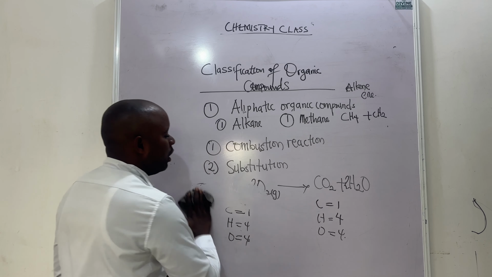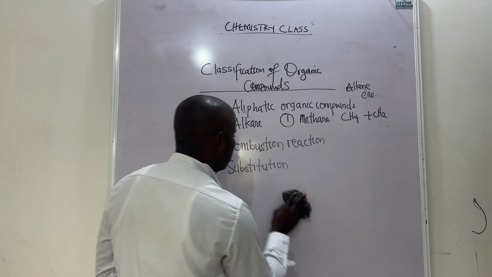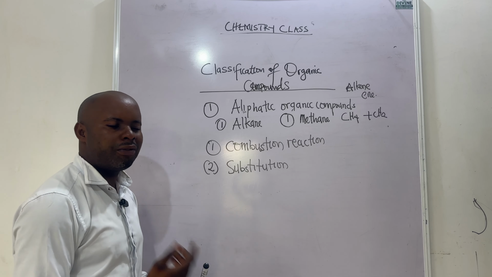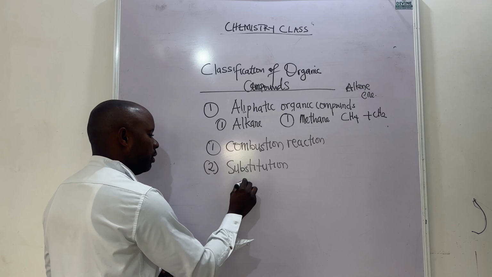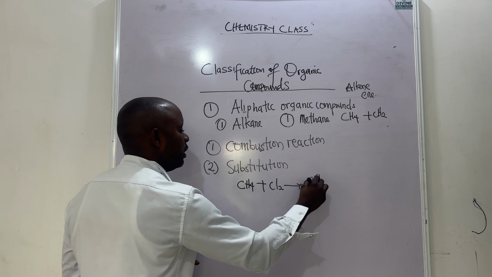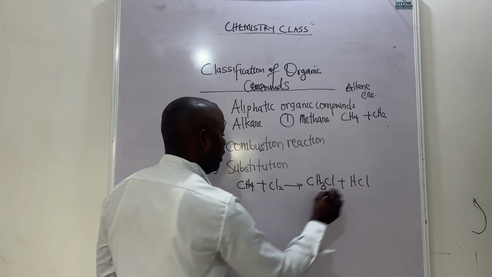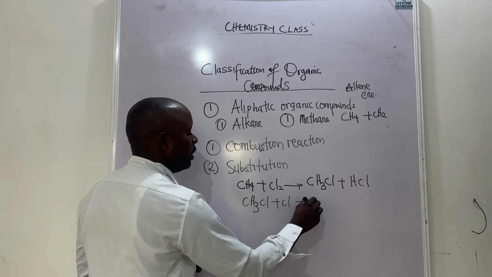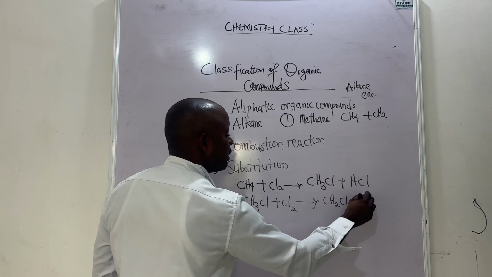So the next reaction that is open to this compound is what is known as substitution reaction. In the presence of ultraviolet ray, chlorine reacts with methane to give different important derivatives. Let's use methane reacting with chlorine. One of these hydrogens is replaced, so chlorine will be attached to it to have HCl. When this CH3Cl reacts with chlorine as well, we're going to have CH2Cl2 plus HCl as well.